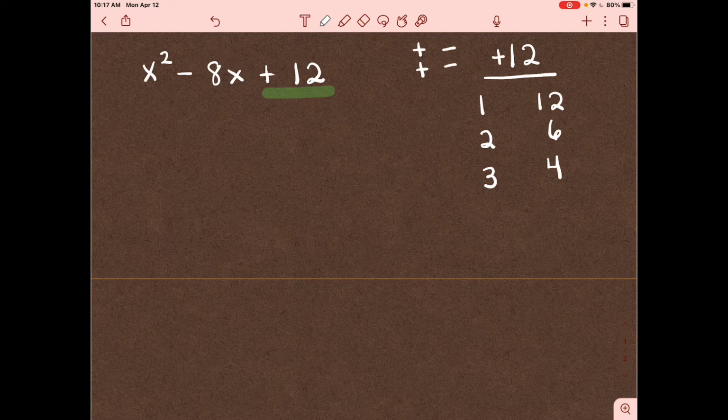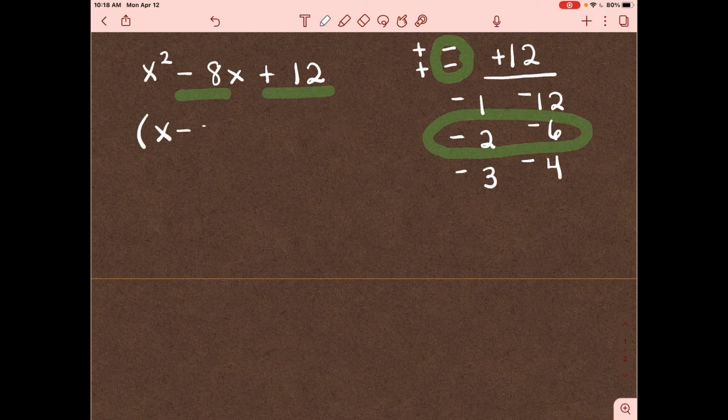Now, a positive times a positive gives me a positive, but also a negative times a negative gives me a positive. And this time, when I add my numbers together, I need them to equal -8. So a positive and a positive are not going to equal a -8. So I am going to switch to the negative times the negative. I'm going to make both of my factors negative this time, because when I multiply negative times negative, I'm still going to get positive 12, but when I add them together, I can find something that adds together to make negative 8. In this case, negative 2 and negative 6. X minus 2 times x minus 6.